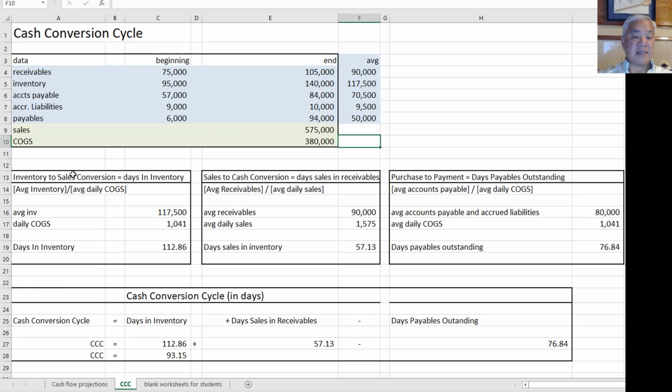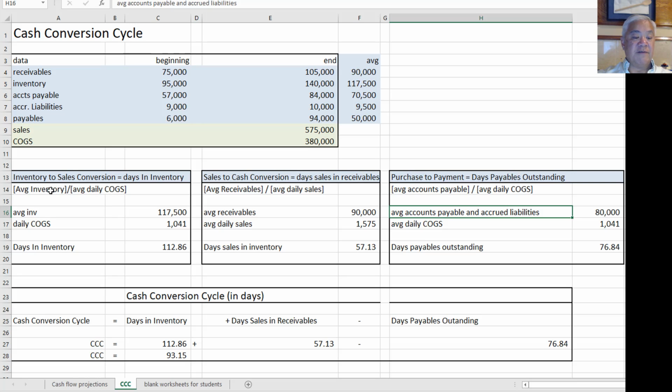Now, each of these boxes represents one of the calculations. So here we have inventory to sales, which is days in inventory. Here we have days to cash collection, which is days sales in receivables. And this is our purchase to payment, which is days payable outstanding. So these are the three pieces we need for the cash conversion cycle.